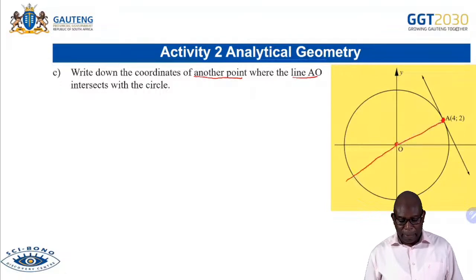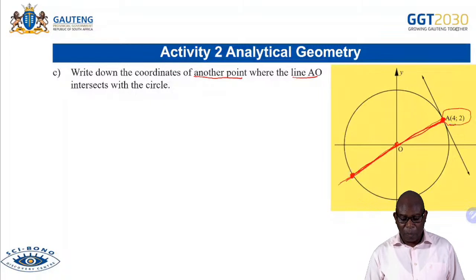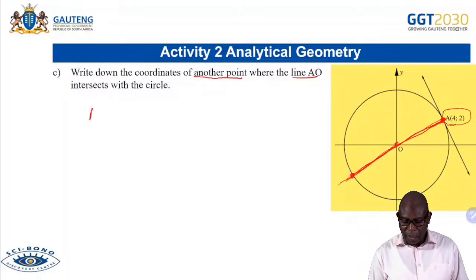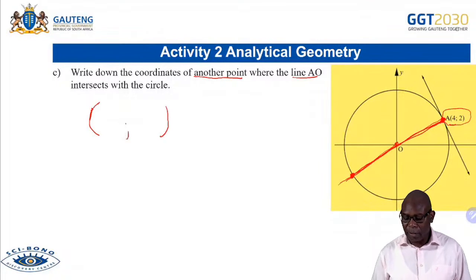Line AO intersects the circle at this point and at that point. Can you see? So we need the coordinates of the other point, where it connects with the circle. So we need the other point. That's just the reflection. In other words, we just write the coordinates of the other point there.